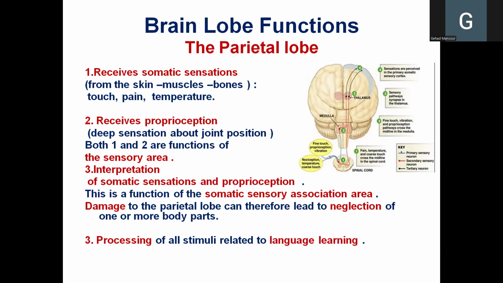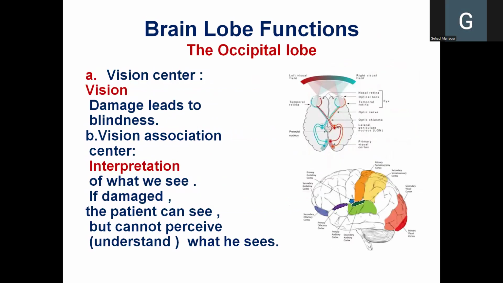It should integrate the texture that you feel by the touch sensation, together with your previous recalls of the memory of the name of that object you're holding in your hand. And this recall is a function of other areas of the brain, like the hippocampus.